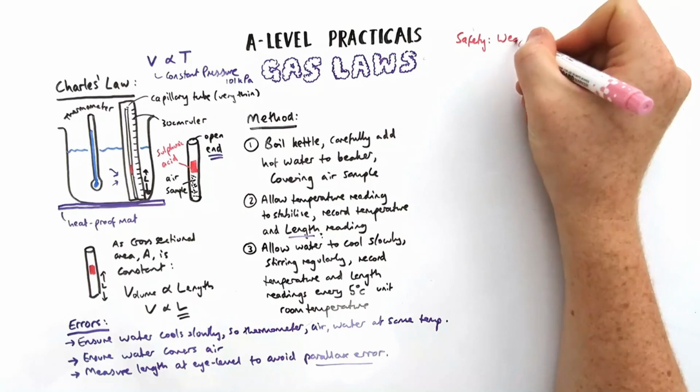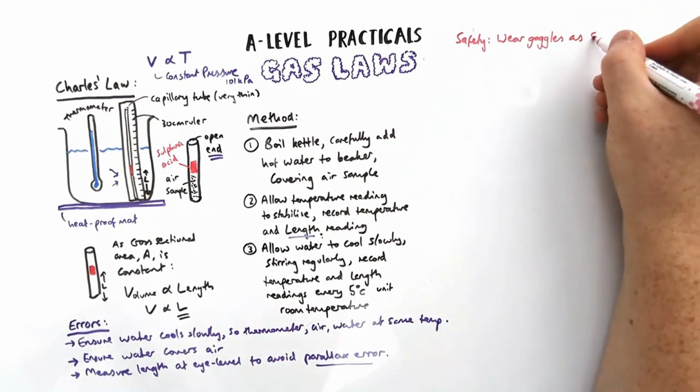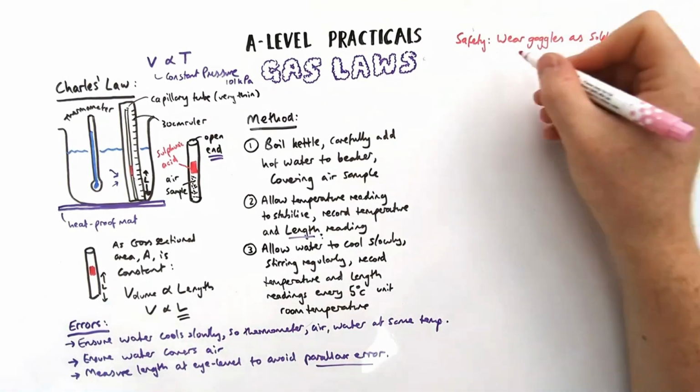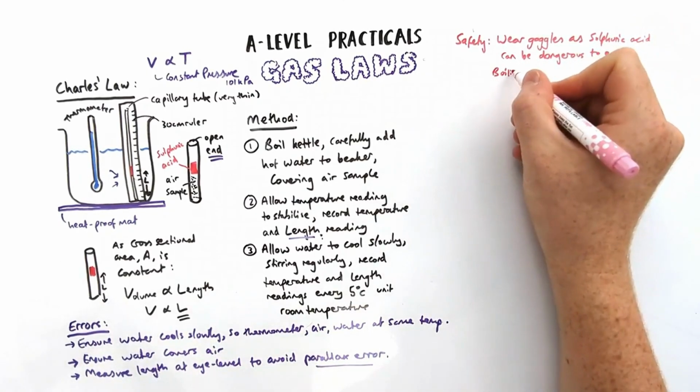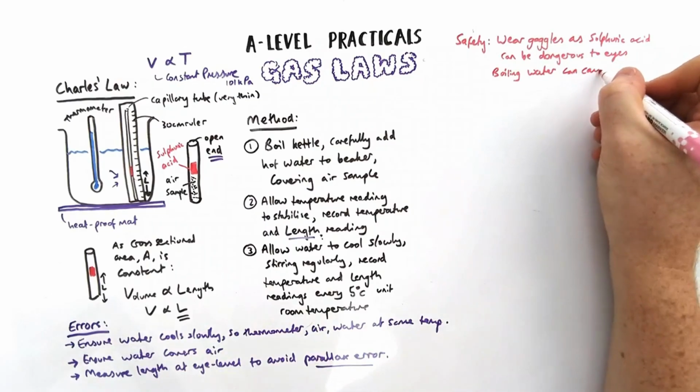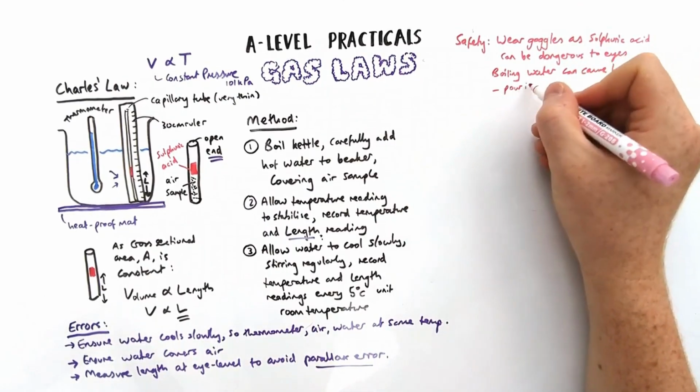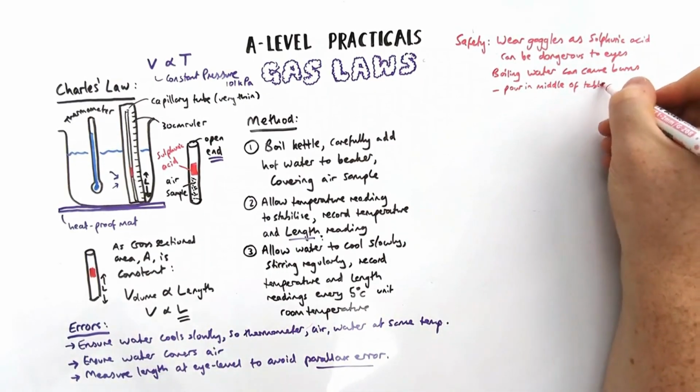Next, let's talk about safety. For the safety in this practical, we're going to make sure we wear goggles because there is sulfuric acid, which can be dangerous to the eyes. And obviously we're dealing with boiling water. You don't need a funnel because the beaker is quite big, but just pour it slowly and in the middle of a table so it doesn't splash all over people standing around the table.